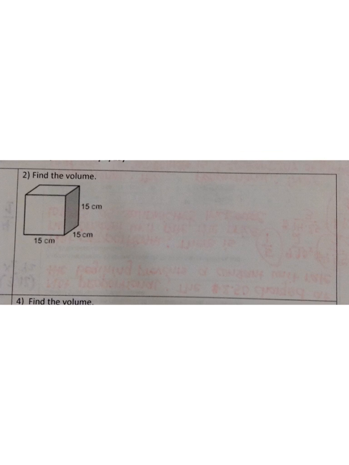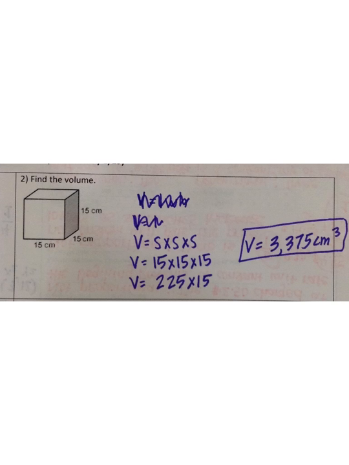Number 2, find the volume of the cube. The formula for volume of a cube is side times side times side, or we could do volume equals side to the third power. So you're doing 15 times 15 times 15, which is 3,375 centimeters cubed.